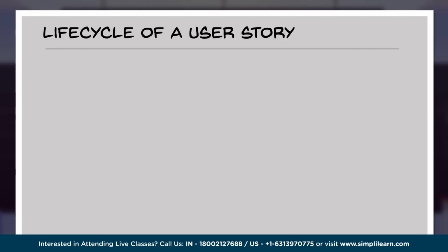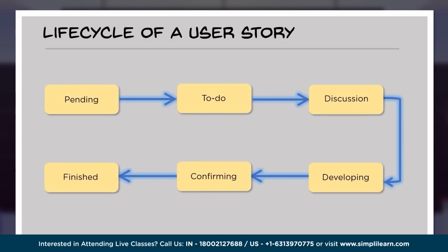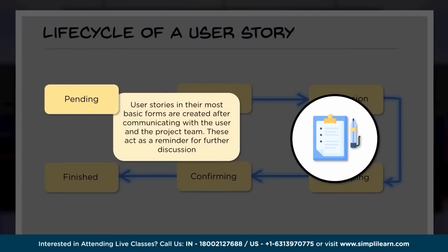So how does it go? It involves, right from the point of pending, to do, then discussion, then developing, confirming, and then finished. When I say pending, I'm basically saying user stories in their most basic forms, created after communicating with the user and the project team. These act as a reminder for further discussion. So it is the first level of understanding of user stories in the basic form, which will help in terms of further discussion and taking a call on that.